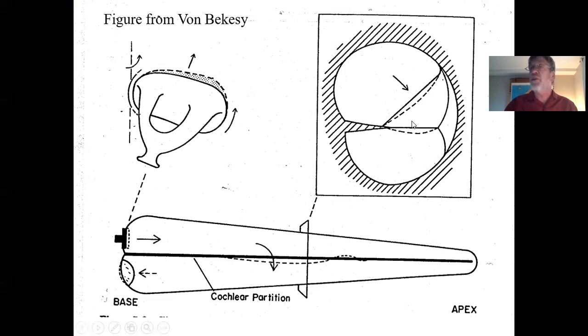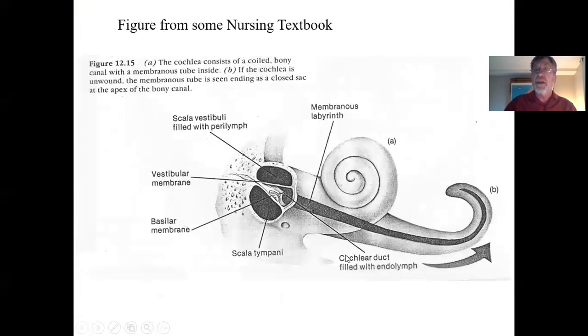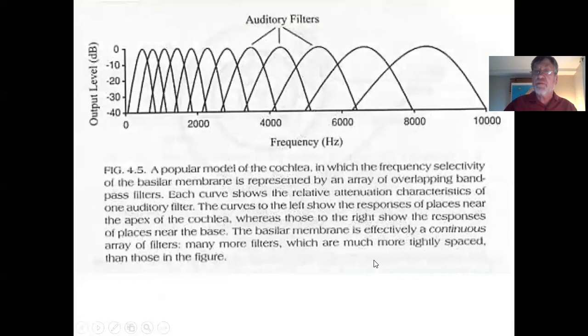The only place that can give is where there's movement of membranes, that they're softer. So this will give at some place. This dashed line is called a traveling wave. Now you're looking at a rolled and an unrolled cochlea once again. Scala media here, often called the cochlear duct.